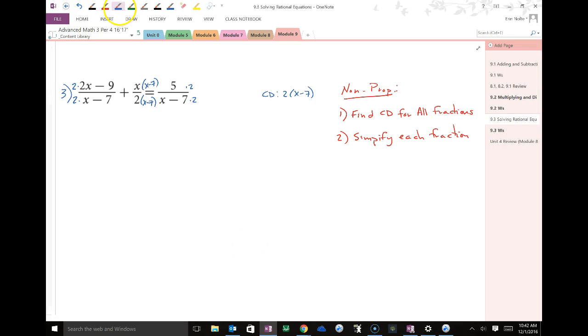Okay, so on my first fraction, I have a 2 that I have to distribute through the 2x minus 9. So I would have 4x minus 18 over 2 and x minus 7. Okay, on the second term, I'm going to distribute the x through. So I'd have x squared minus 7x over my common denominator. And on the third one, I have 5 times 2 on the top, so that's 10 over that common denominator.